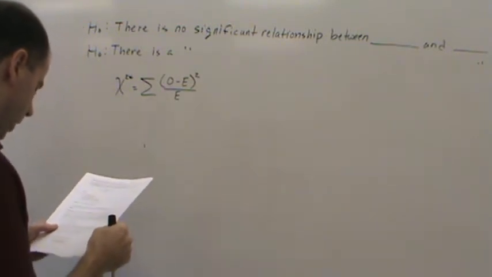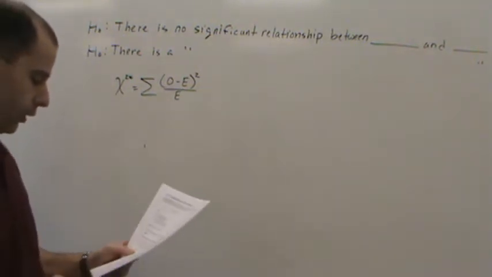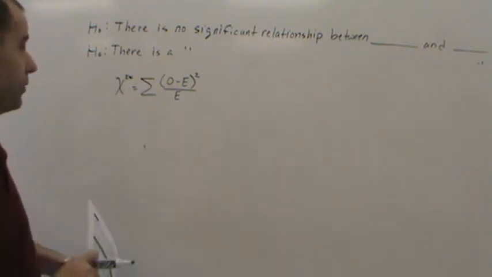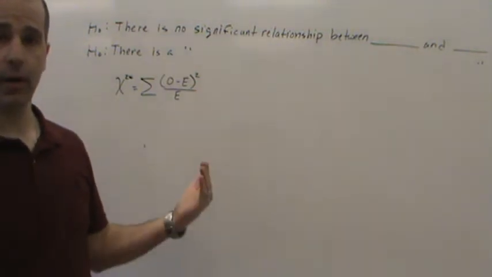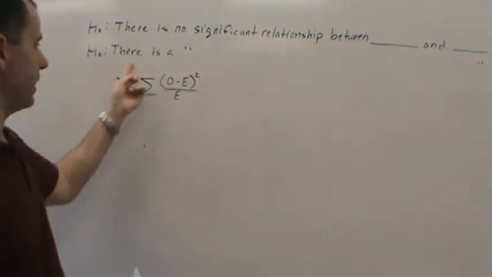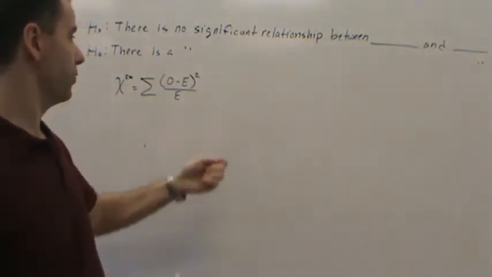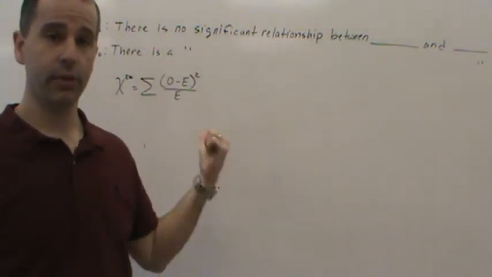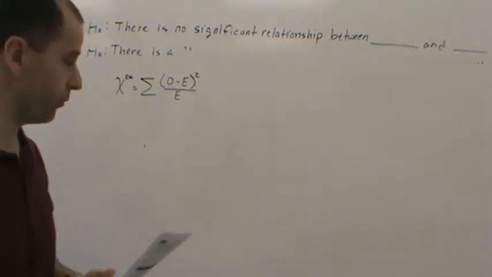Now, the variables, or what we call factors, are either going to be independent or dependent. If there is no significant relationship between the two variables, then we would say that they are independent. If there is a significant relationship, then we would say that they're dependent. So the null hypothesis is that the variables are independent of each other, and the alternative is that they are dependent on each other. That's another way of phrasing these.